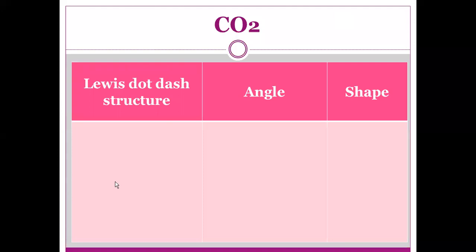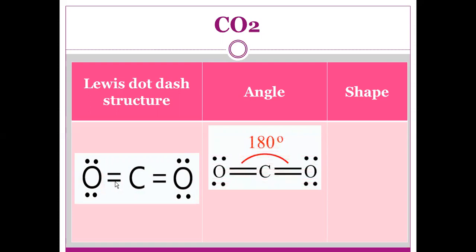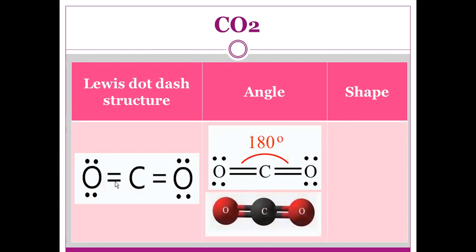So what is the Lewis dot-dash structure of carbon dioxide? Simply, we have found that it is CO2. And the angle is also 180 degrees, linear, having 2 repulsion units. This is how carbon dioxide looks, you can see: the carbon in black and the oxygens in red. So you have the 2 repulsion units, and ultimately the geometry and the shape are linear.